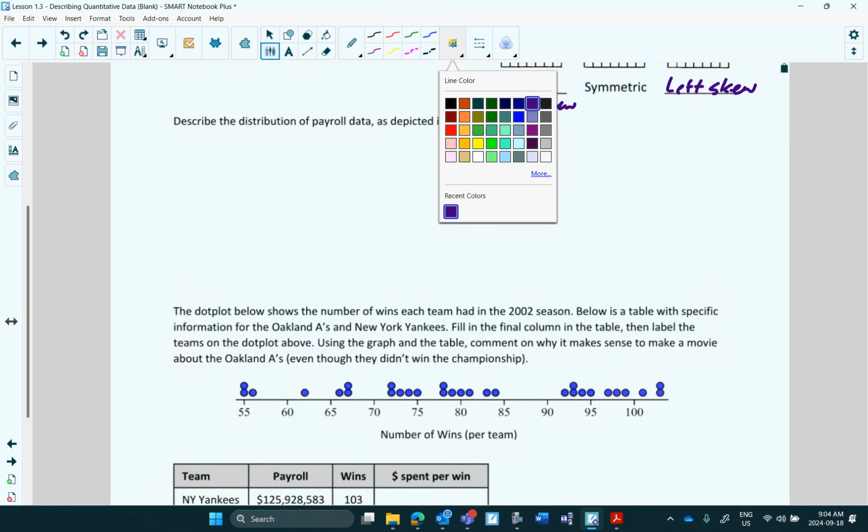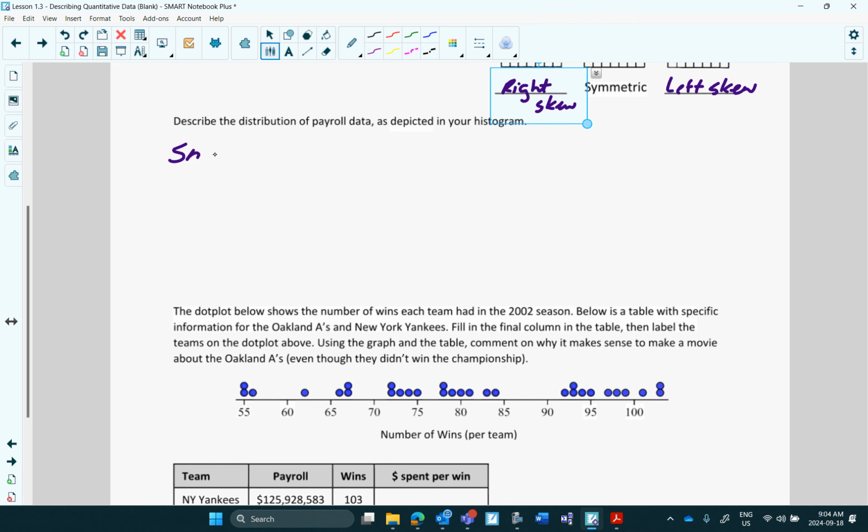So first thing I want to do is look at the shape. What's the skew, or is it roughly symmetric? Right skew. Anything you want to add to that? Single peak. And we can even identify where the single peak is. If you looked at it, it would be 60 to 80 million.